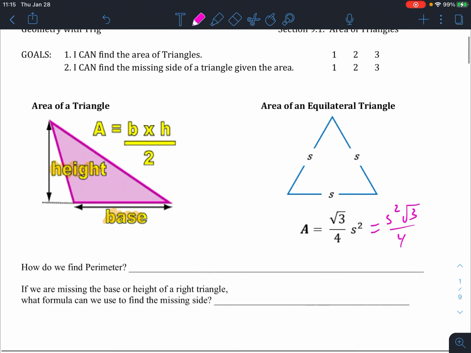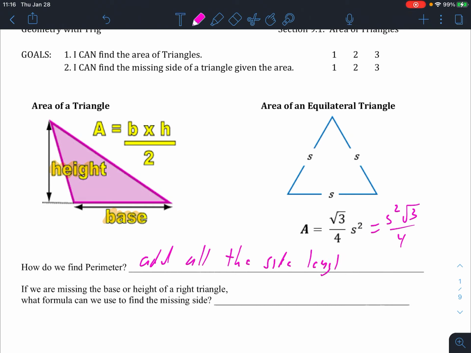We're also going to talk about the perimeter of a triangle today. How do we find perimeter? Well, perimeter is simply the distance around a figure. So to find the perimeter of any shape, in this case a triangle, what you want to do is add all the side lengths together. Okay, the perimeter is simply the distance around a figure, so we add all the side lengths up, and that will give us our perimeter.